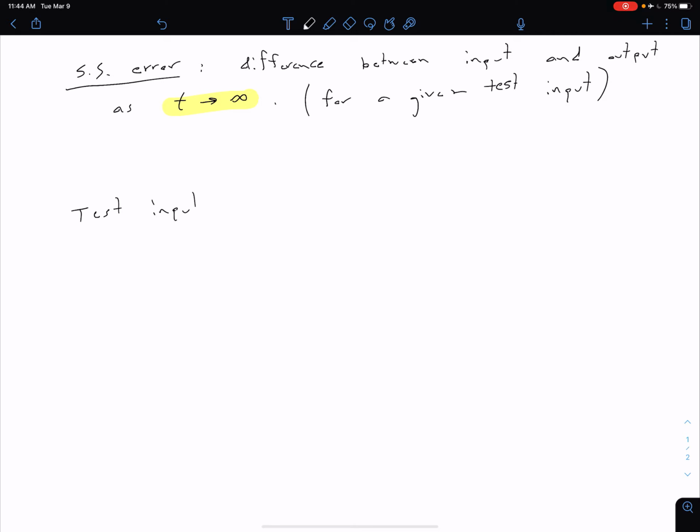So, test inputs which are commonly used. Which one we're using depends on our system, and what we're trying to figure out about our steady state error. The one that we're familiar with already is our step input. This can be a unit step or it can be modified by some gain. And typically this is going to be used for a position control system.